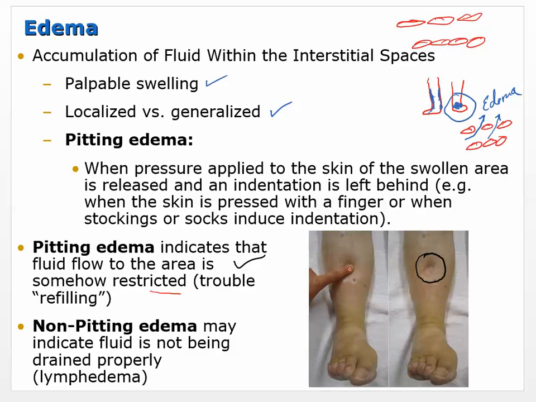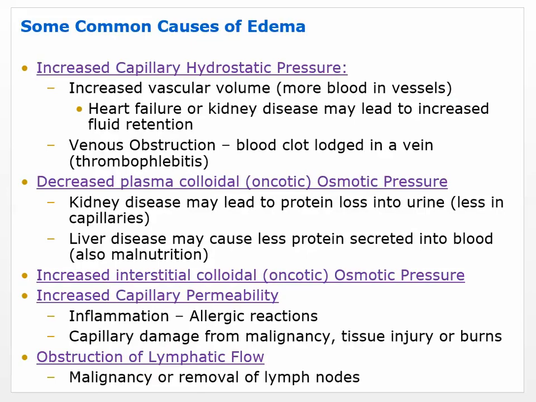Now there's something called non-pitting edema, which means you've got good flow to that area, but you're not getting drainage. That's usually what it is. It actually has another name, lymphedema. If your lymph nodes are not able to drain that fluid the way that it's supposed to, then you can end up with non-pitting edema. Most edema that we see is pitting edema, but you'll also come across non-pitting edema that's usually associated with some kind of lymph obstruction or a tumor or something like that that's blocking the flow of lymph.